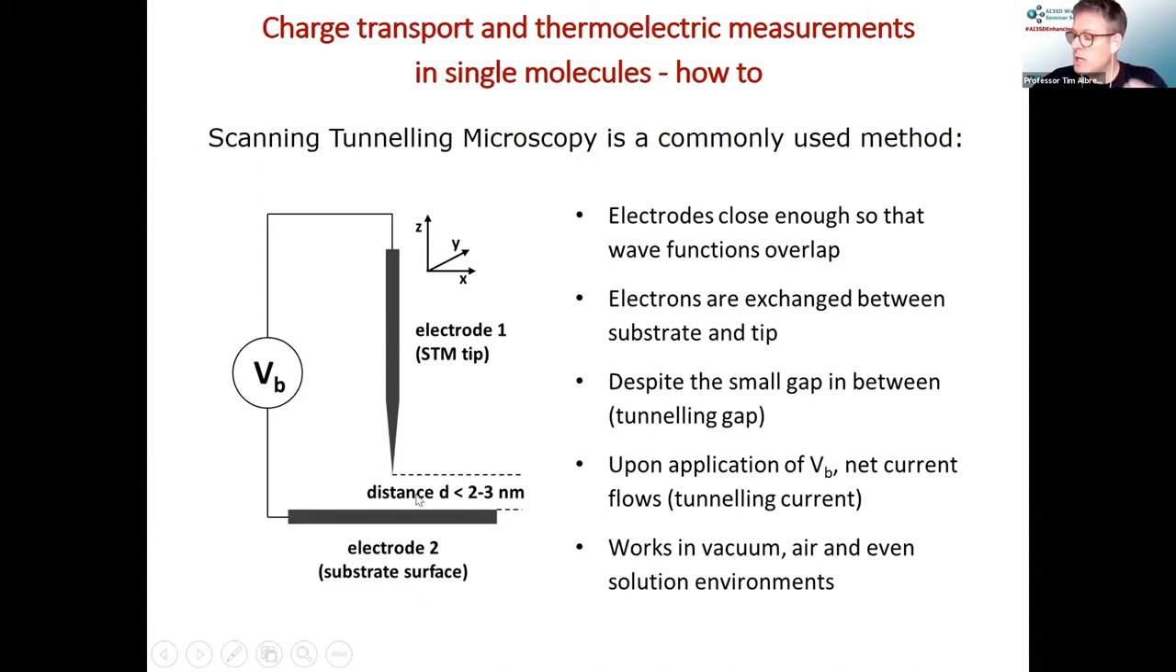Now, tunneling happens in both directions with equal probability, but if you apply a voltage, then you get an excess transfer from, let's say, one electrode to the other. In other words, you measure a current. And it's this net current that we're using as a diagnostic tool. It's a very generic, very versatile method. It works in vacuum, in air, and even in solution environments.